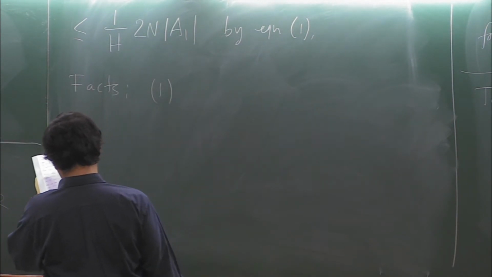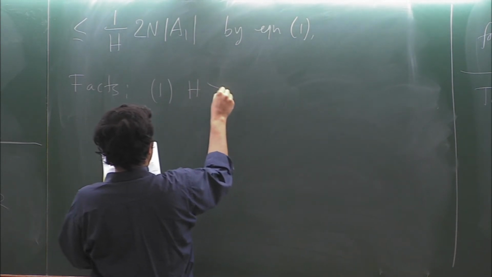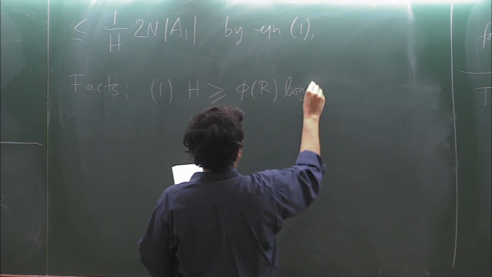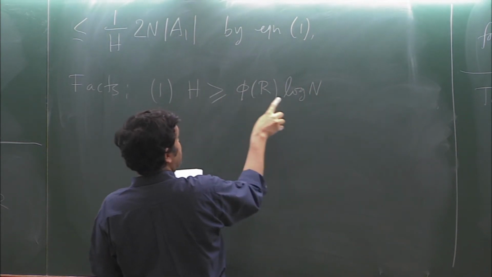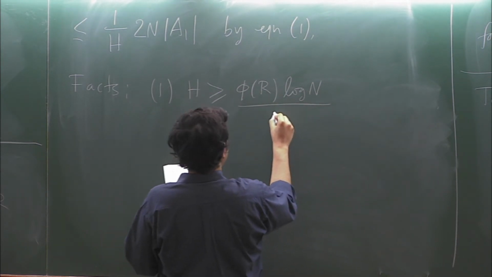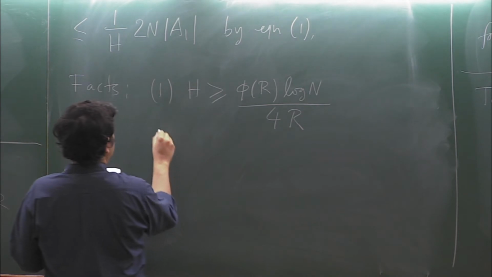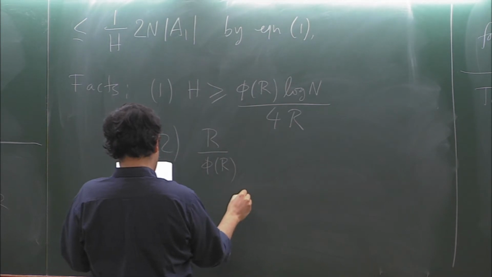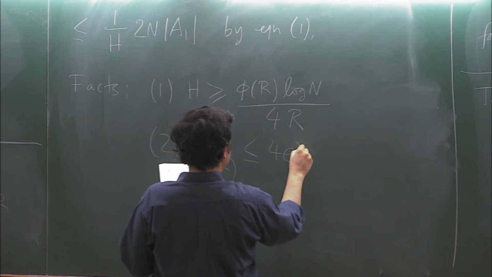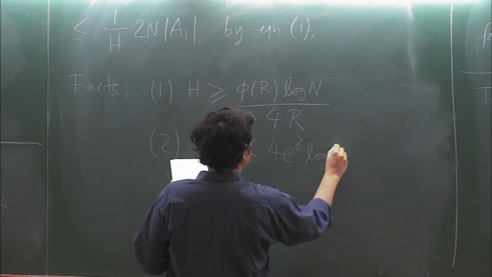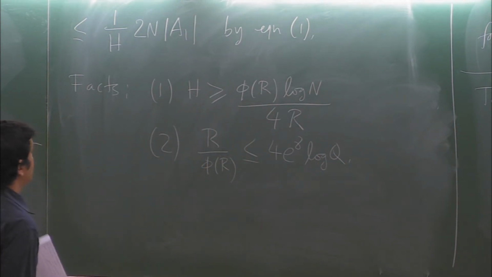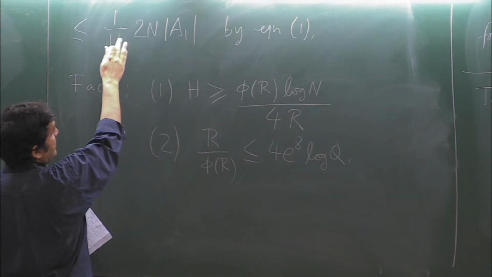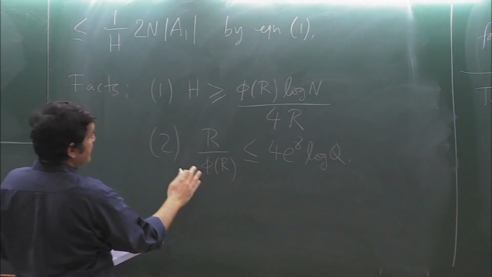So one, H is greater than or equal to phi r log n. So this log n saving is coming from this H. This has log n divided by 4r, and fact 2 is r upon phi r is less than or equal to 4 e to the gamma log q. And once you apply 1 and 2, you'll get r by phi r log n, and r by phi r you bound by this.